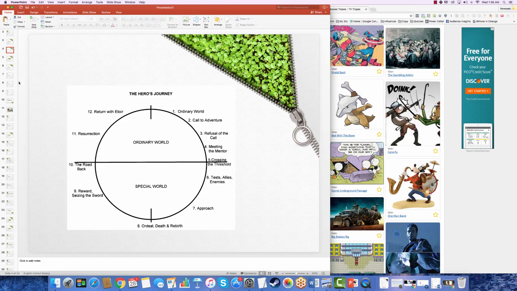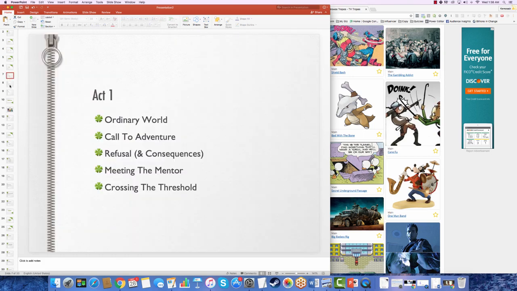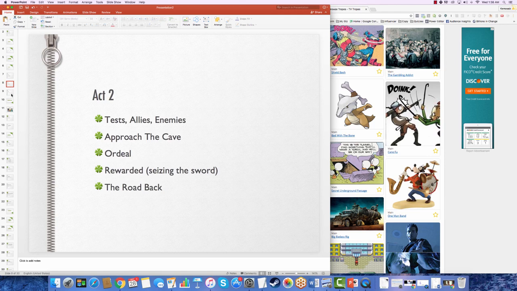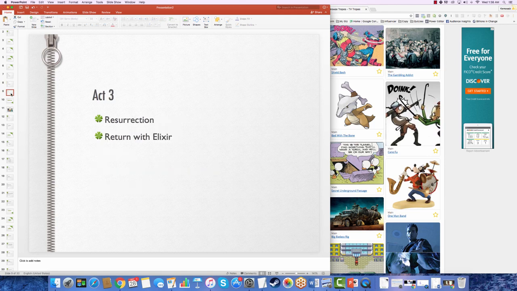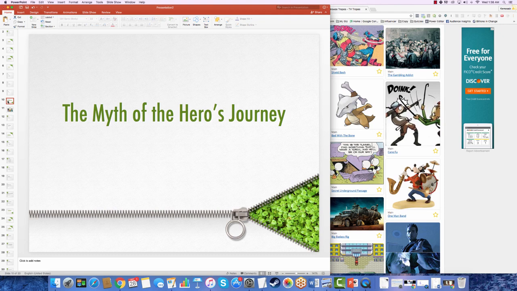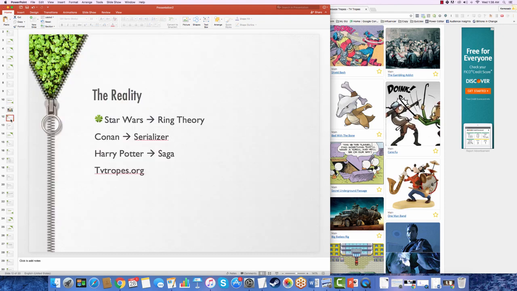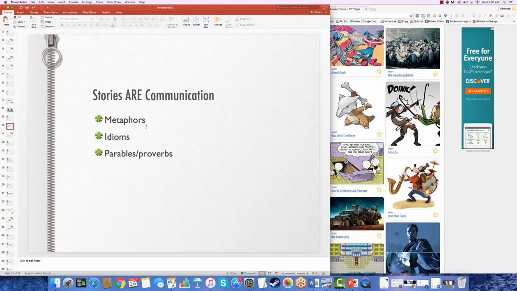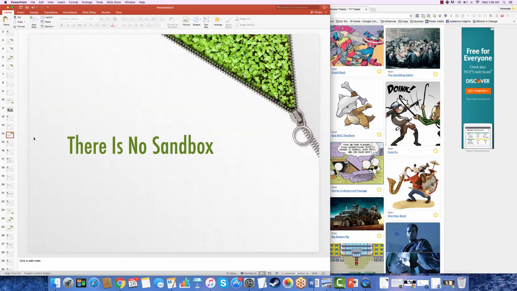First, we talked about the hero's journey and exactly what it is, right? The three acts, Act 1, Act 2, and Act 3 are all right here. Then I talked about the myth of the hero's journey and the reality of how stories are constructed and why they're constructed that way. We gave you some resources in tvtropes.org and some ideas on how to craft your own stories and how to tell those stories. And then I implore you, remember, there is no sandbox when doing this stuff. Results are all that matter. Just because you didn't write in the template doesn't mean you can't get the results.